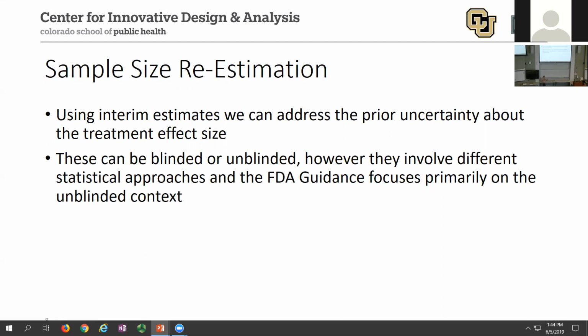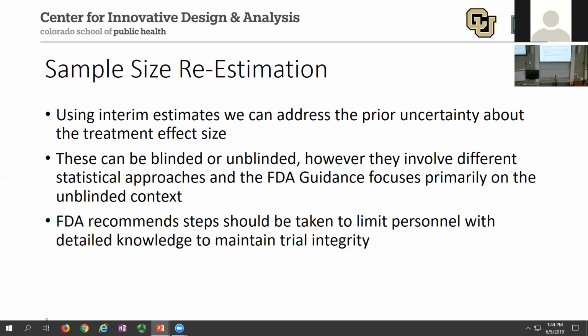And so sort of as we think of in a trial, a blinded re-estimation procedure would suggest that you actually don't know what estimate's coming from what group. And unblinded would suggest that you actually do have some information about what data is coming from which group or groups in your trial. The FDA guidance focuses specifically on unblinded contexts, but they do allude to this fact that there are other methods that have been and are being developed for blinded approaches.